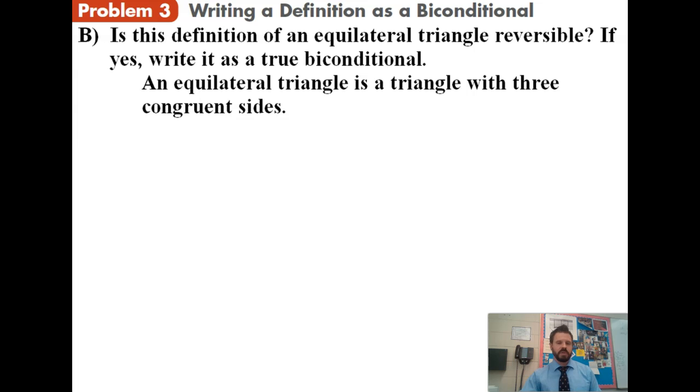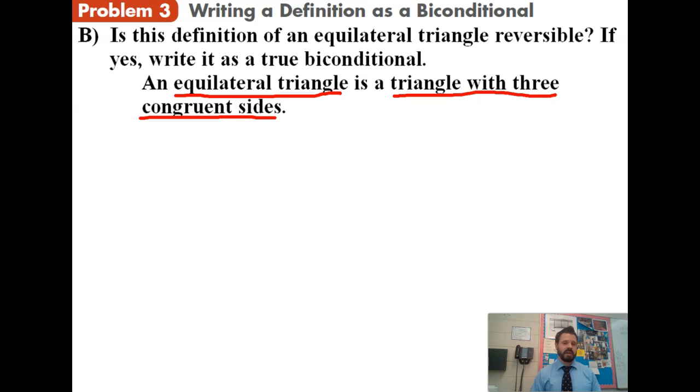All right, for 3 part B, we have the statement: an equilateral triangle is a triangle with 3 congruent sides. Kind of the two things we're talking about in this statement are equilateral triangles and triangles with 3 congruent sides. Okay, we want to check this statement for reversibility. Let's see if it works. If a triangle is equilateral, then it's a triangle with 3 congruent sides. I'd say yes, that's the definition of equilateral triangle.